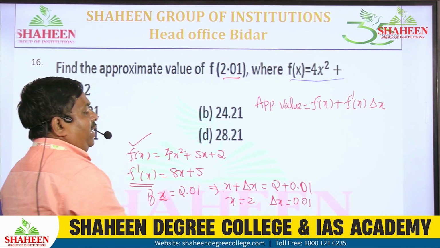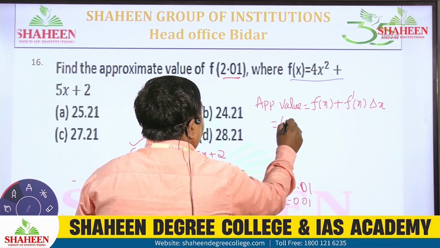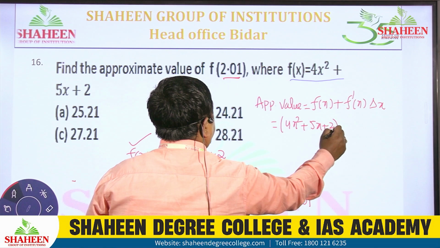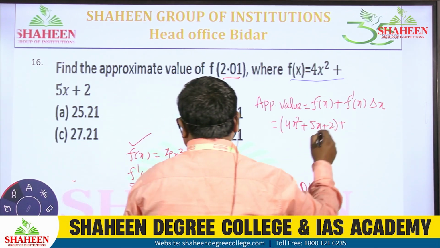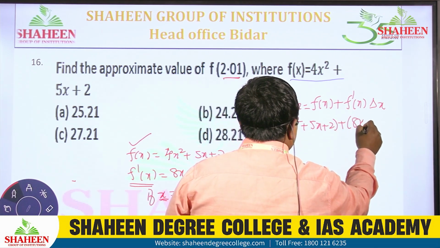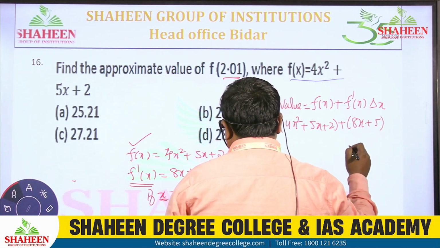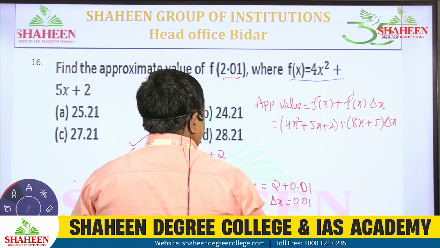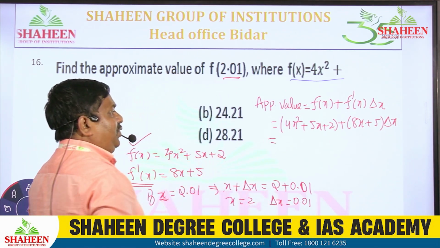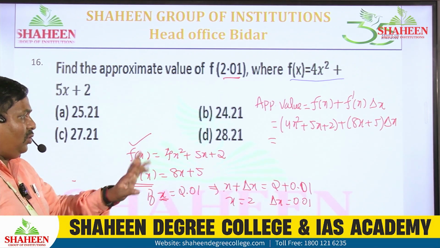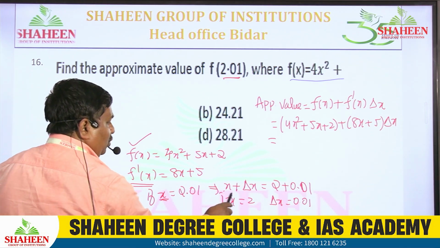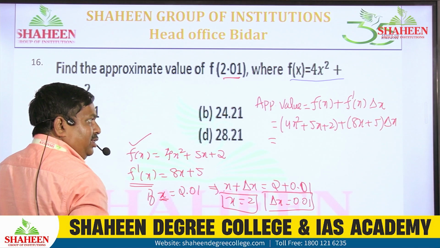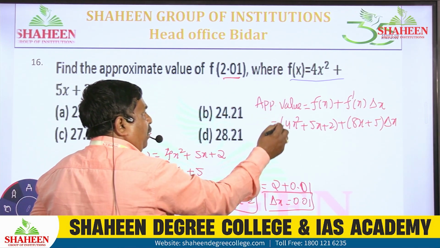Okay, so what is f of x? f of x is 4x square plus 5x plus 2. And what is f dash of x? That is 8x plus 5, into delta x. Now we are substituting x equal to 2 and delta x equal to 0.01 in this approximate value.